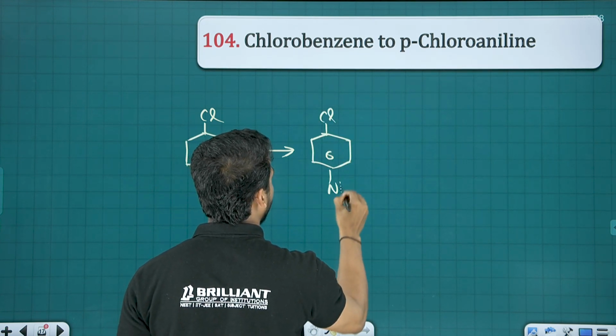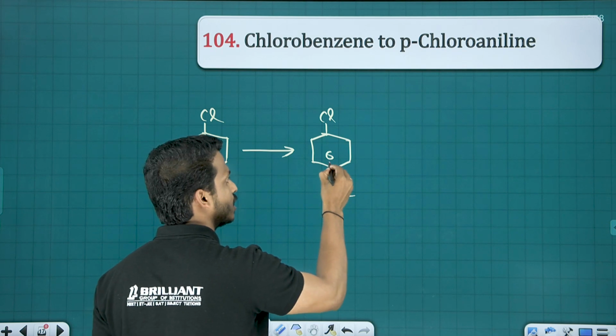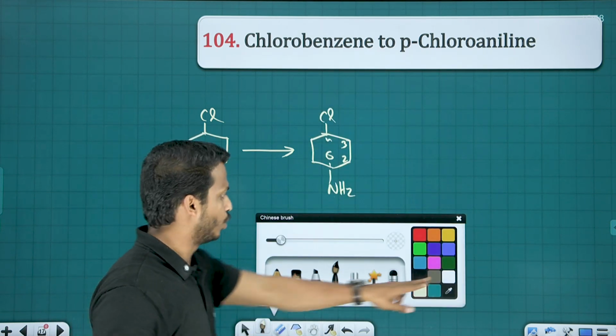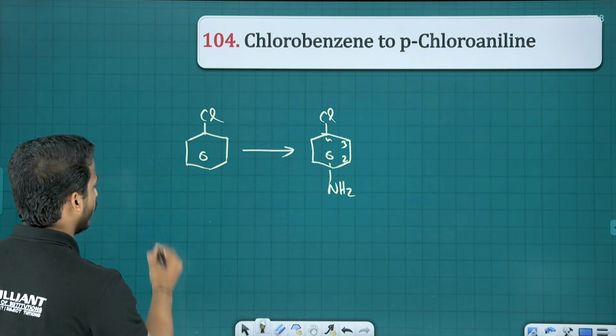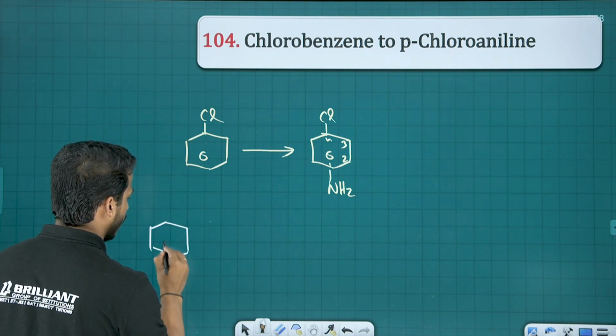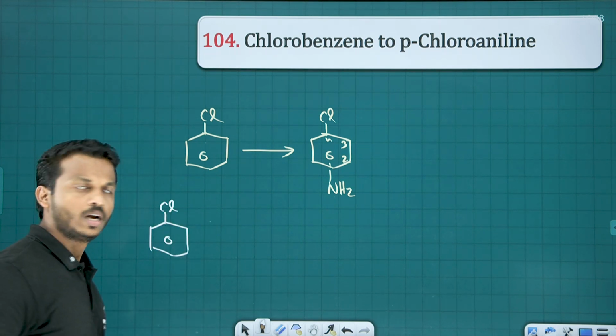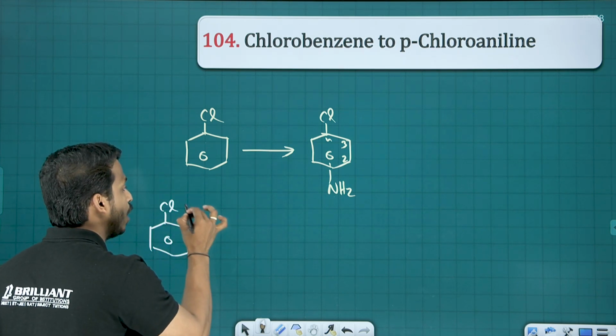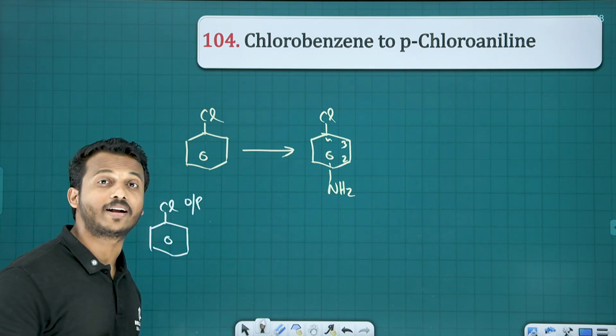Para-chloroaniline. We can place it on any side, okay, para-chloro. So this is number 1, 2, 3, 4, para-chloro. Or you can make it the other way, no issue. So how will you convert chlorobenzene to aniline? Directly we can't bring NH2, but NO2 we can bring. Halogens are weak ortho-para directing groups.